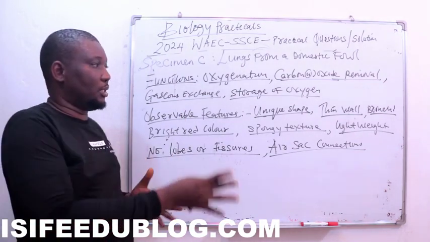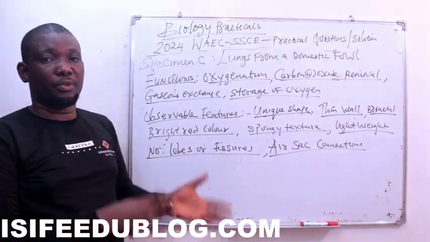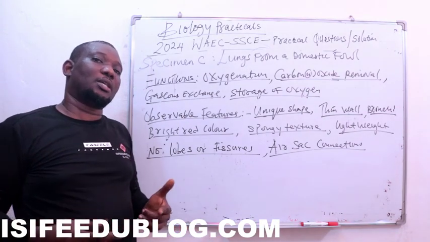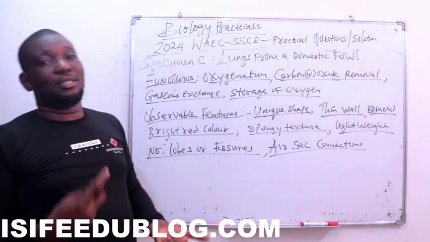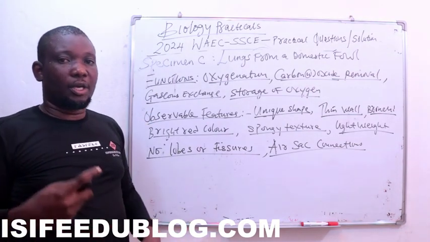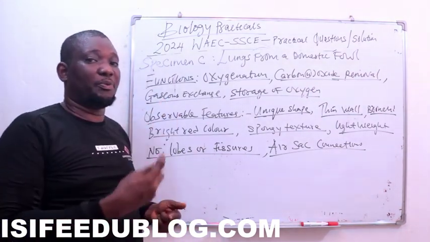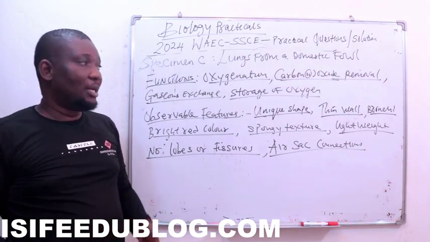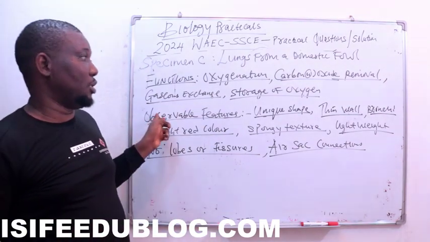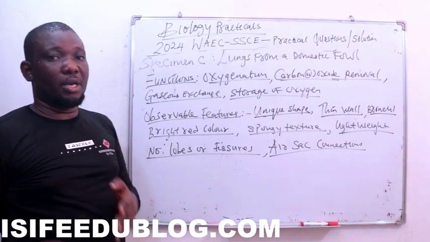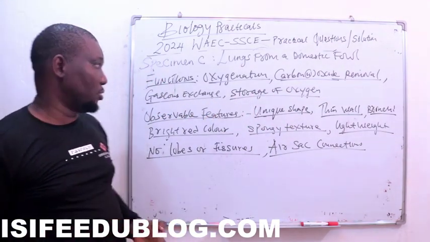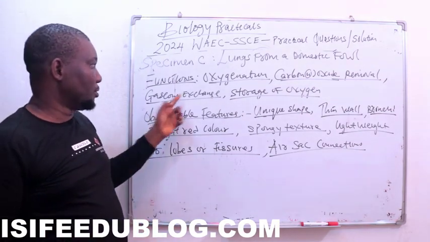That is based on the principle of diffusion. The carbon dioxide at that same point is also removed from where it is more, produced in the cell. Oxygen is taken from the environment, carbon dioxide is produced in the cell and then taken out. So this is gaseous exchange. Also, the lungs store oxygen, maybe in the time of need, as oxygen is also used in some cells. So these are the functions.